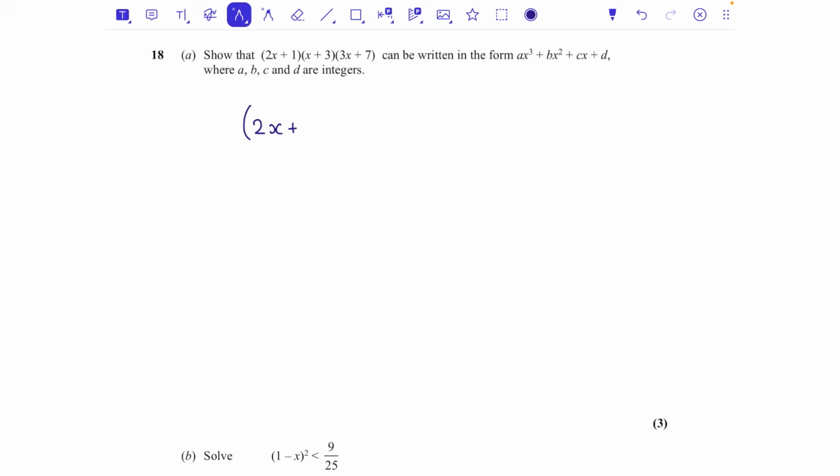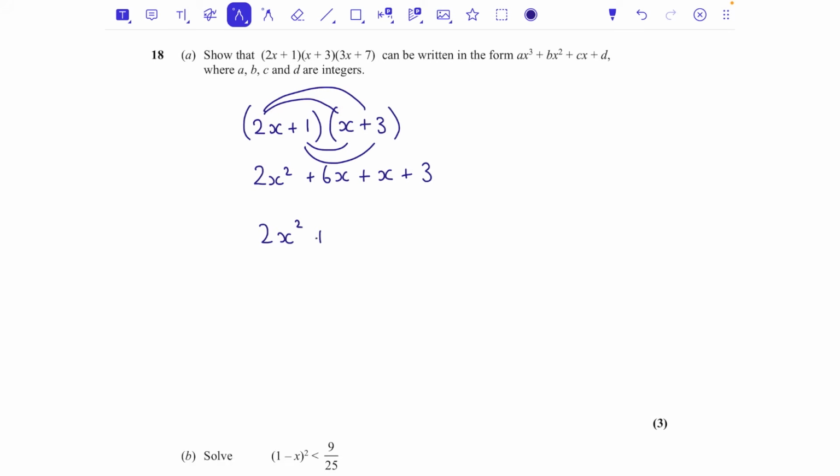Now I'm going to start by multiplying out the first two brackets. 2x times x is 2x squared. 2x times 3 is 6x. 1 times x is another x. And 1 times 3 is 3. Simplifying that, we get 2x squared, add 7x, add 3.